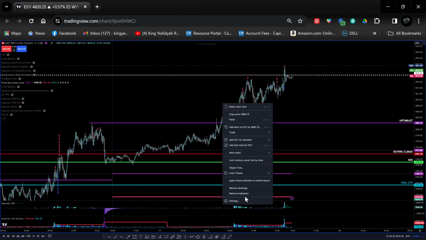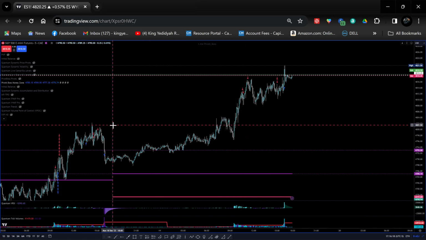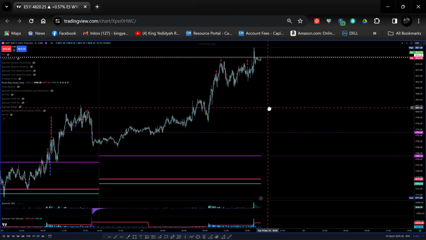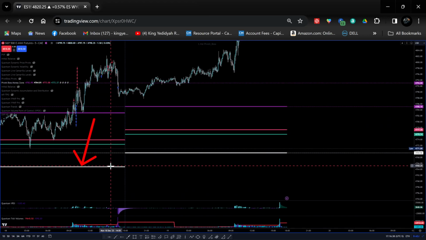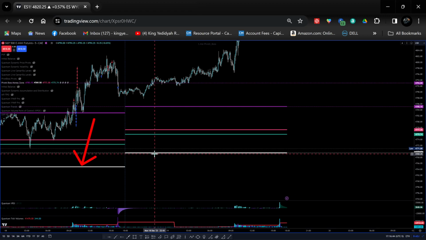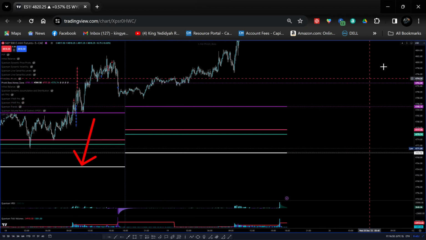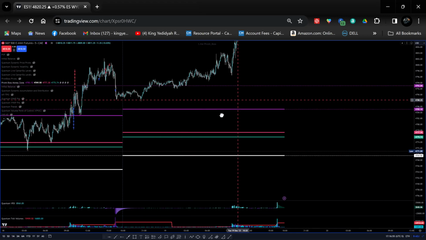Let me just take off all these drawings. All right, so let's start with the market profile. We have an overlapping higher value relationship with the market profile. Value area high yesterday was at 47.83. Value area low was at 47.64.75. Today's value area low is at 47.69 and value area high is at 47.85. So it's overlapping higher value.